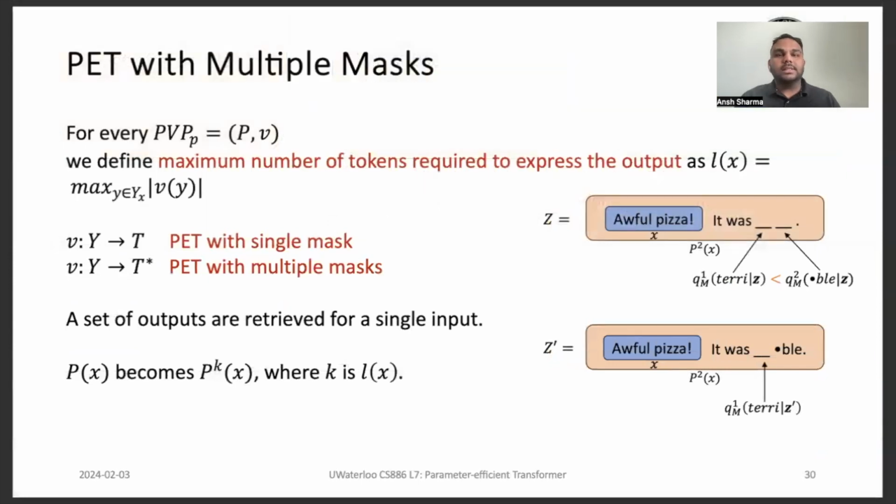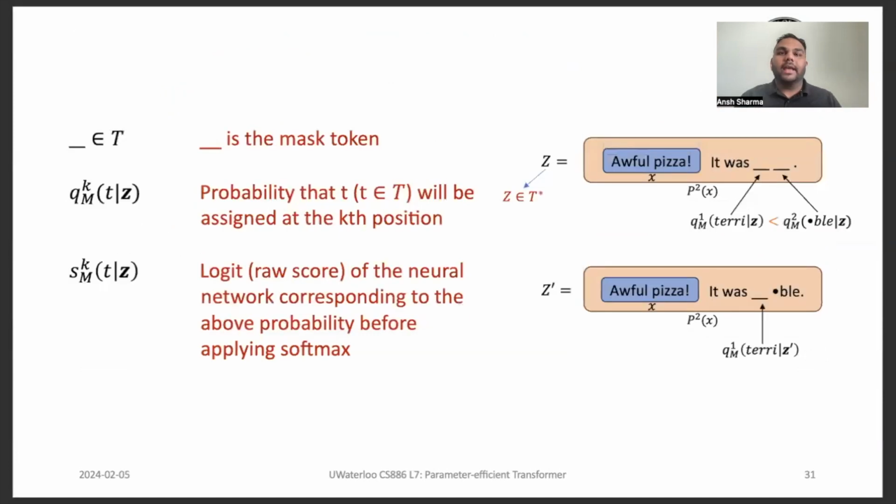PET with multiple masks. This is similar to PET with a single mask, just that the prediction word would be longer and needs to be broken down into multiple masks, just like the one in the example. Here the input x is "awful pizza," followed by "it was" and multiple masks to form a cloze question. Instead of mapping the input to outputs, here they are mapped back to the possible outputs, and then the process is repeated to find the best set that fits the complete cloze question.